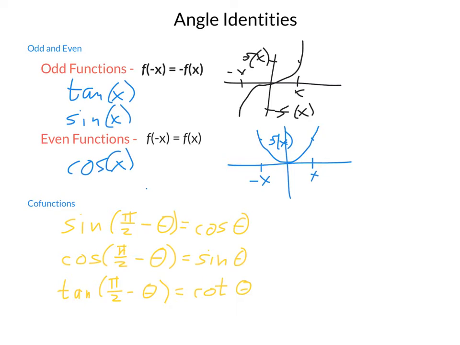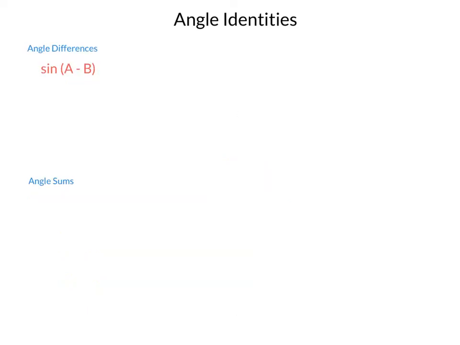So what are some other identities we're going to come across now? We have our odd and even, or our negative angle identities. We have our cofunction identities. And we also have our angle differences and angle sum identities. So let's start out with the sine of a minus b. Well, this will work itself out as sine of a times the cosine of b minus the cosine of a times the sine of b.